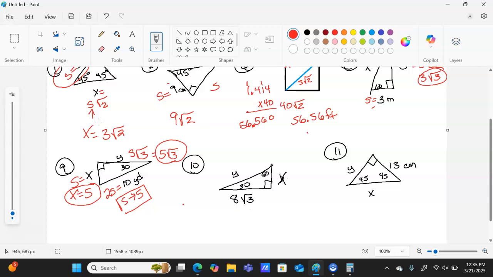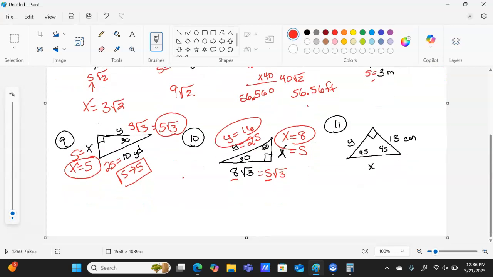Over here, again, filling in your variables, s, 2s, and s square root of 3. So 8 square root of 3 equals s square root of 3. So that means the 8 is the s. So x is equal to 8, because that's where the s goes, and y is equal to 2 times 8, which would be 16. And then number 11 is a 45, 45, 90 triangle. So we would have on our legs s, and then on the hypotenuse s square root of 2. So y is going to be 13, just like the other leg, and x is going to be 13 square root of 2.